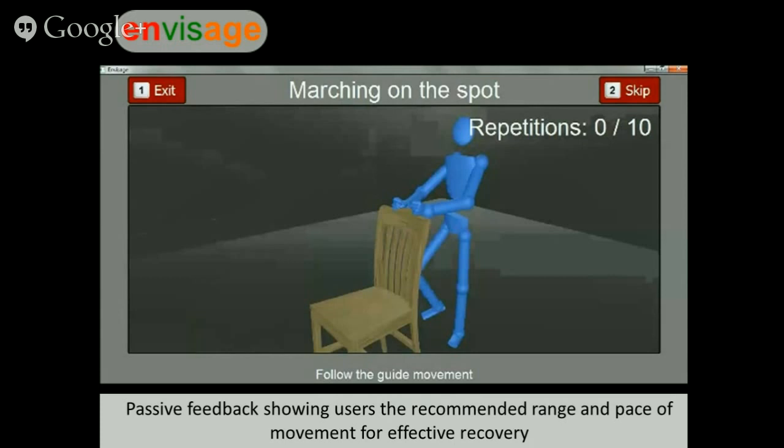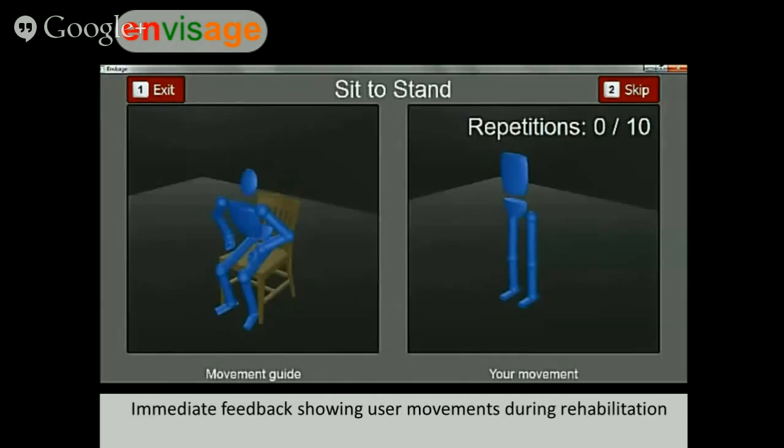We could show people their movement as they were doing them, and we could count the number of times they'd done it, and we could send that information to their treating therapist. We could also show them how they were moving and get them to do it in time with a movement guide as an avatar on the other side of the screen.